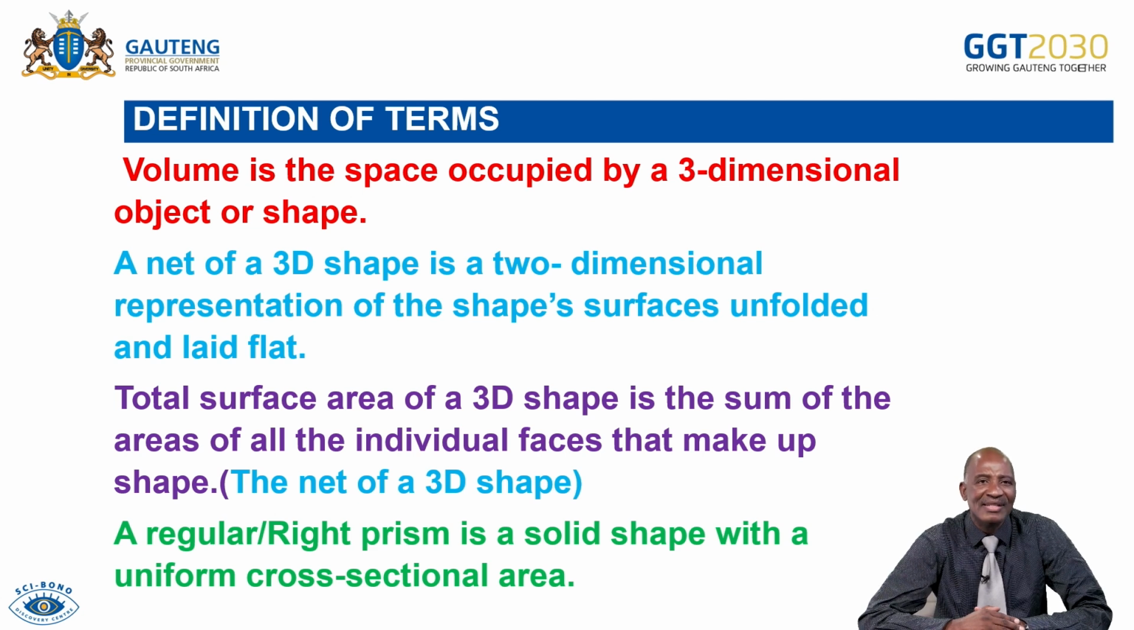Therefore, total surface area of a 3D shape is the sum of the areas of all the individual faces that make up that particular shape, which is what we normally call the net of your 3D shape. You shall see later on what we mean by the net of a 3D shape. Right, we have got some different types of prisms.